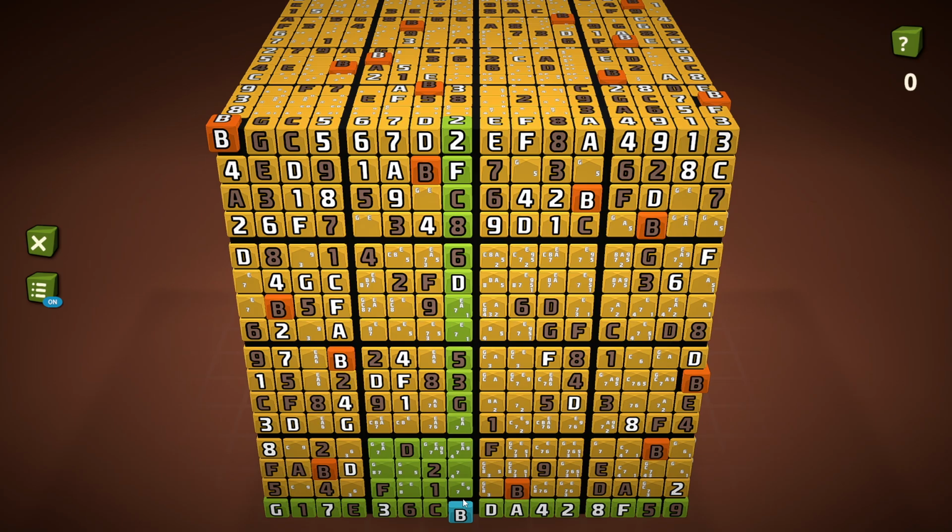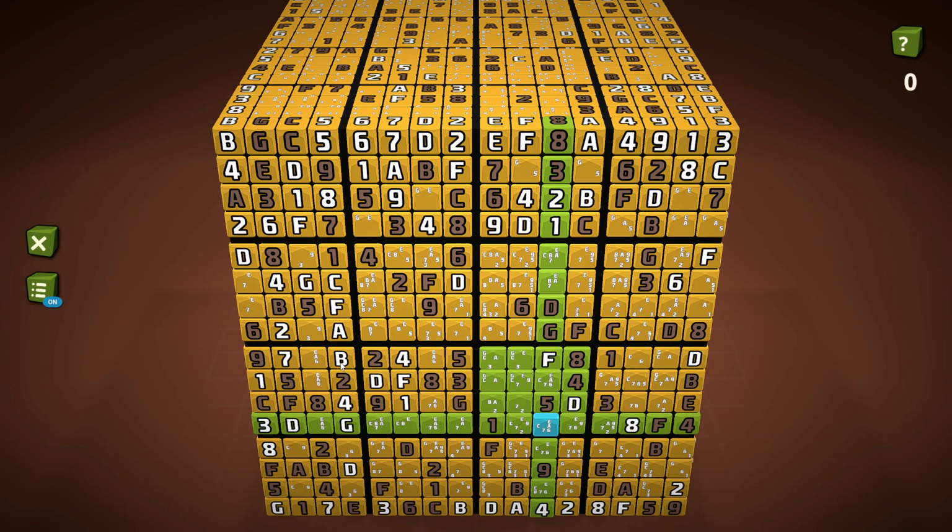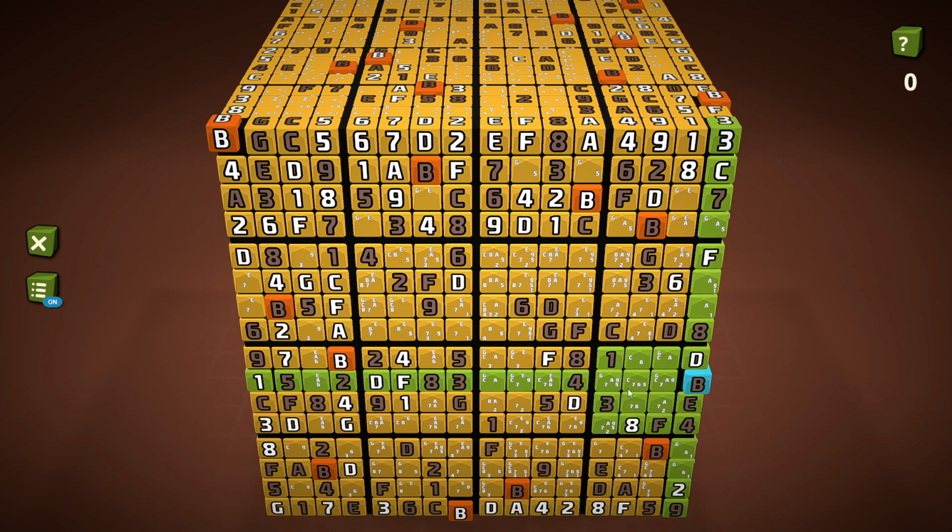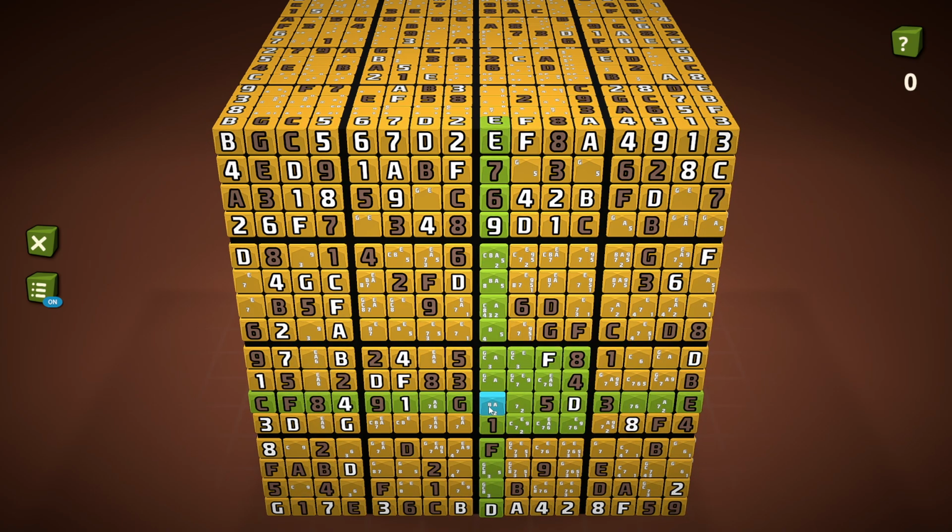Woohoo! So I don't know which of those bottom ones it is. But we now know that that can't be a B. So it can't be top, second, or bottom O. It can't be here, so this has to be a B.